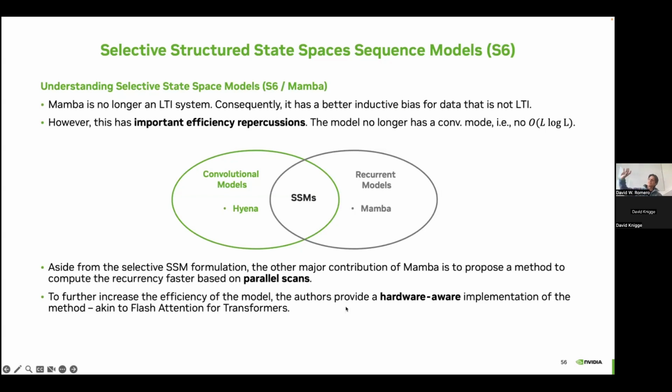So as I mentioned, there is a problem here that we cannot use the convolutional mode to train anymore. But there is something still quite interesting that we can use to speed things up, which is based on parallel scans. And the authors not only use this, but they also have a hardware-aware implementation of these parallel scans to make this much faster, a little bit like FlashAttention did for transformers. So that's also quite a nice contribution.